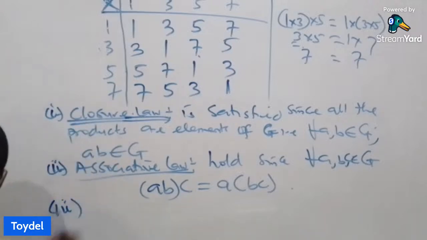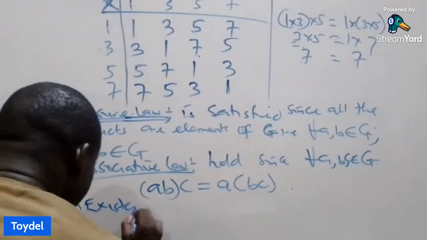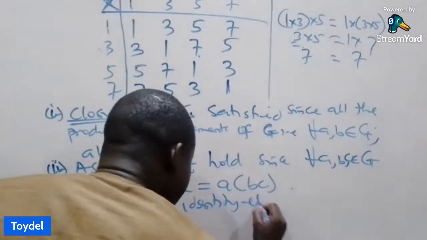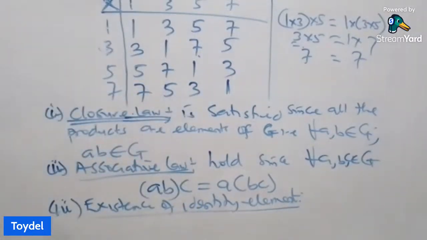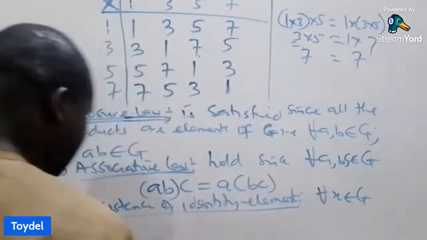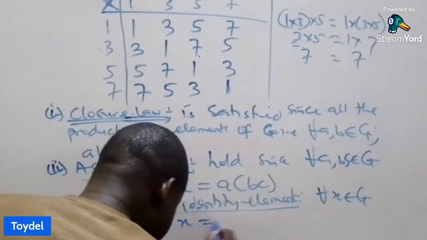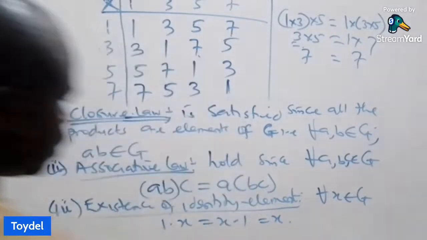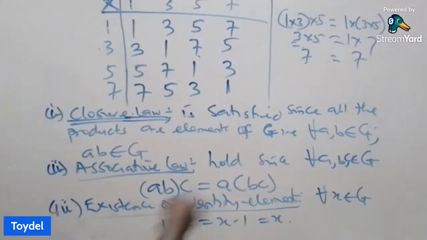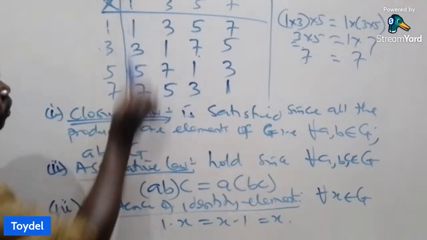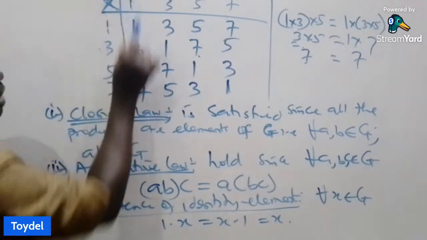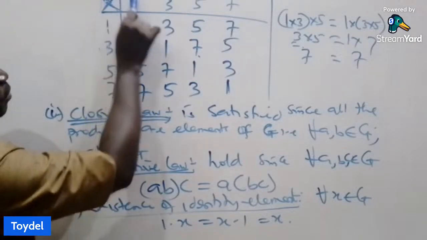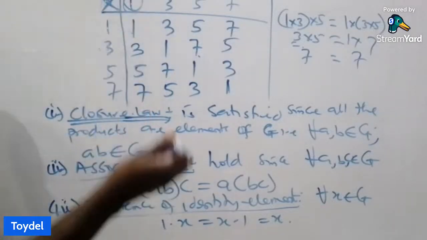Then the third one is the existence of identity element. Of course, under multiplication, the identity element, if you are very vast, is 1. That is, for all x that belongs to G, 1 times x is the same thing as x times 1, and it's going to give us x. That is what we want to check. Do we have the identity element here? Look at this first column. 1 times 1 is 1. 3 times 1, 3. 5 times 1, 5. 7 times 1, 7. It shows that 1 is the identity element. So there's existence of identity element here.